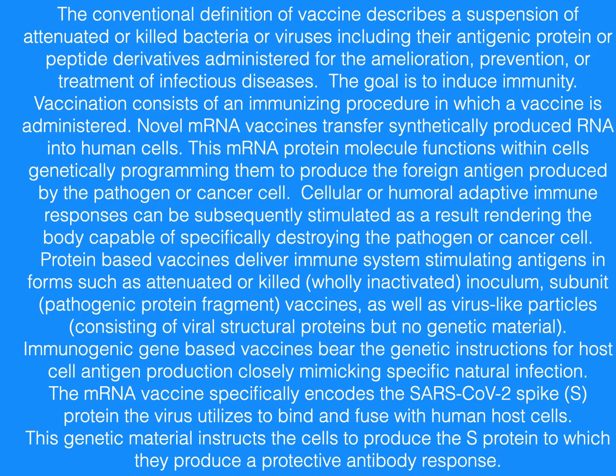Protein-based vaccines deliver immune system stimulating antigens in forms such as attenuated or killed inoculum, subunit vaccines, as well as virus-like particles. Immunogenic gene-based vaccines bear the genetic instructions for host cell antigen production, closely mimicking specific natural infection. The mRNA vaccine specifically encodes the SARS-CoV-2 spike protein the virus utilizes to bind and fuse with human host cells. This genetic material instructs the cells to produce the S protein, to which they produce a protective antibody response.